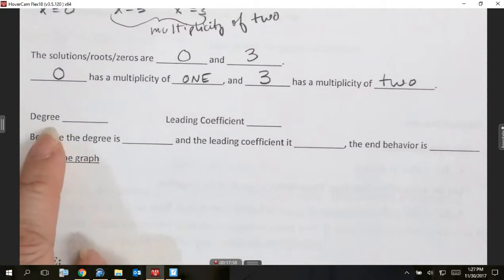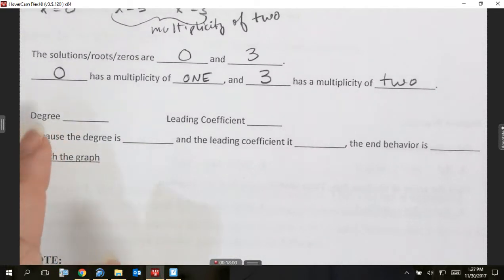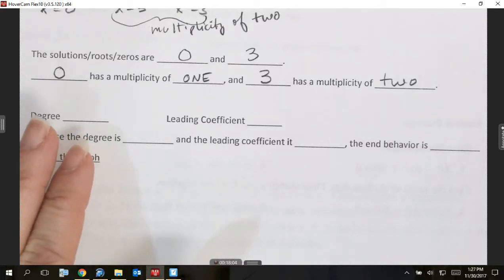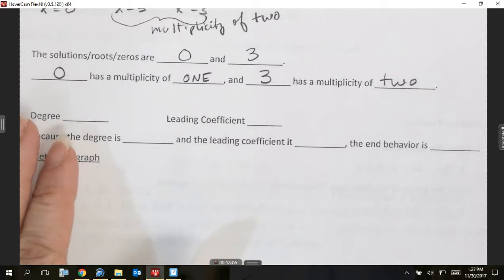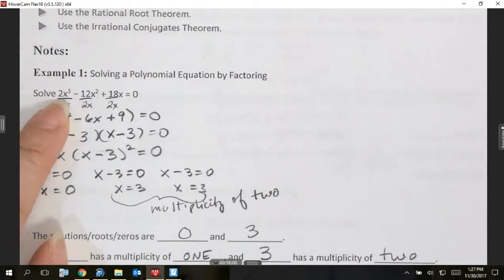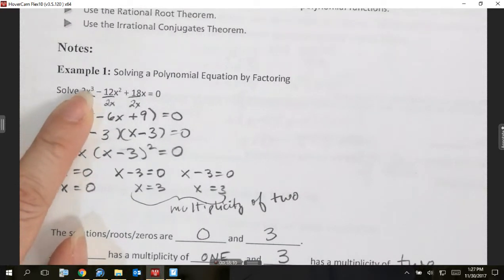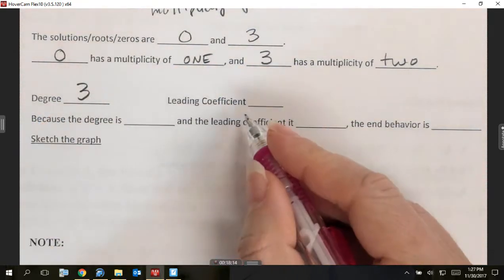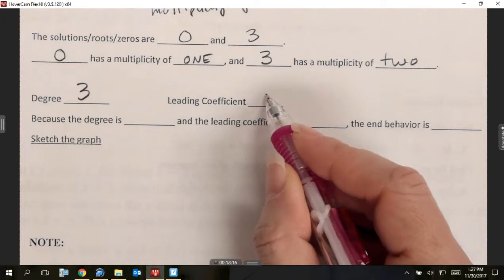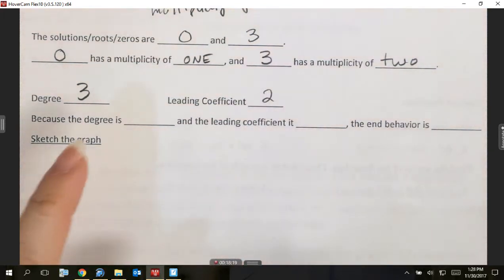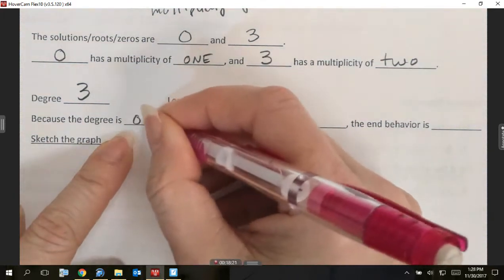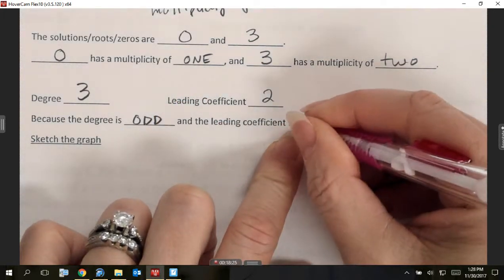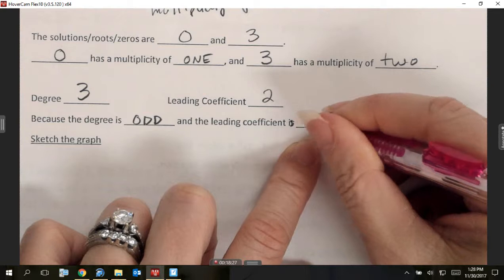Here we go. We look at the very original question. What was the degree of the very original question? What was the degree? We forget how to find degree? 3. 3 is the degree. And the leading coefficient is 2. Because the degree is odd, and the leading coefficient, and this should say is positive, thank you.